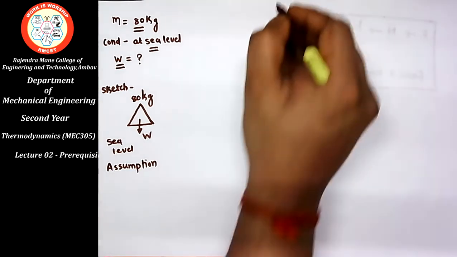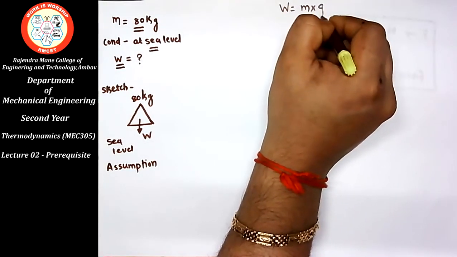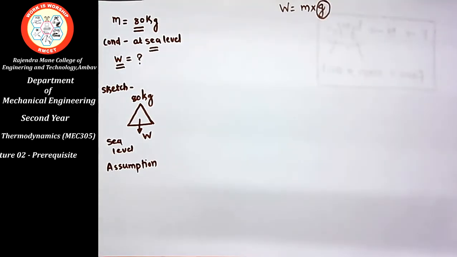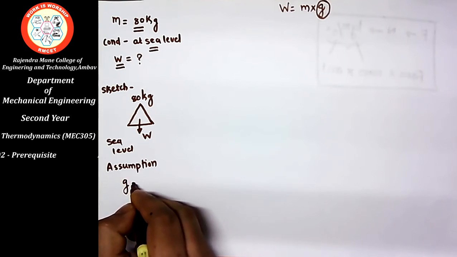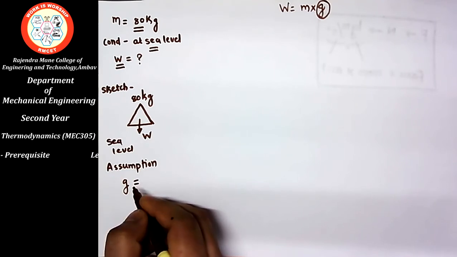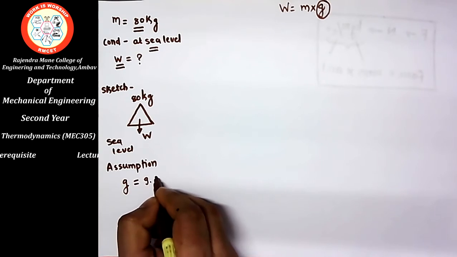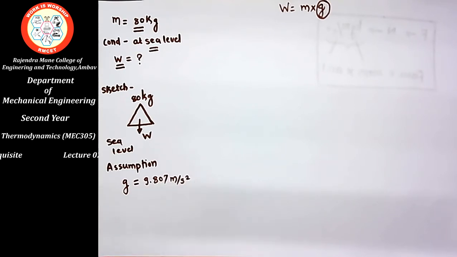To calculate weight we require mass into gravitational acceleration. This gravitational acceleration is not provided in the numerical, so we can assume that the value for sea level gravitational acceleration is 9.807 meter per second square.